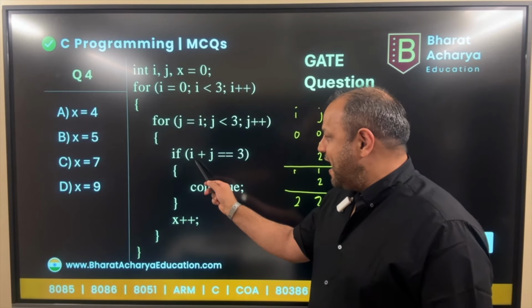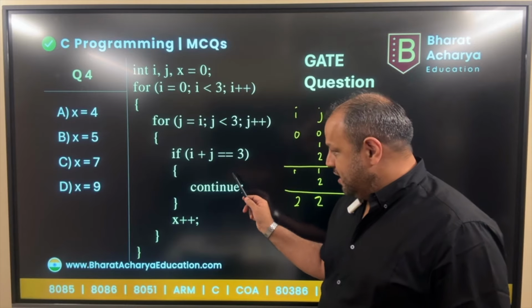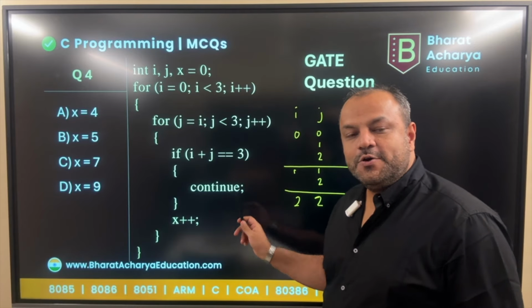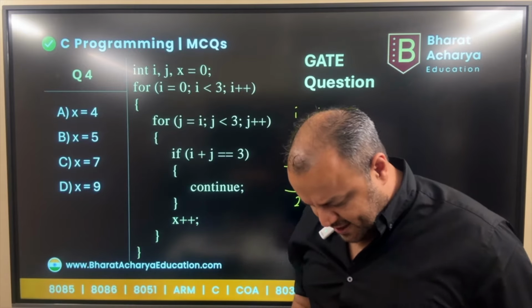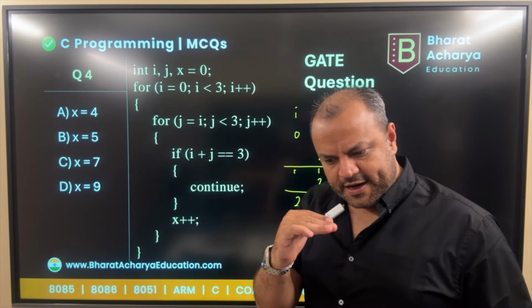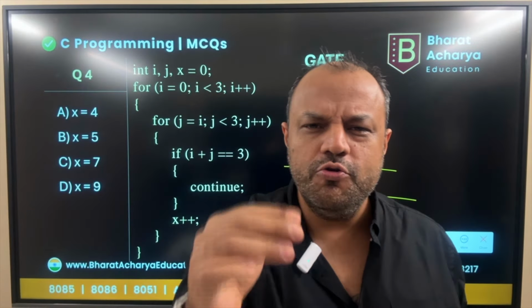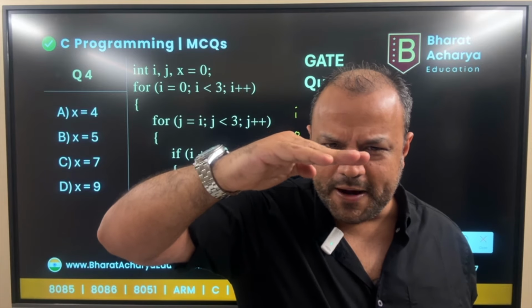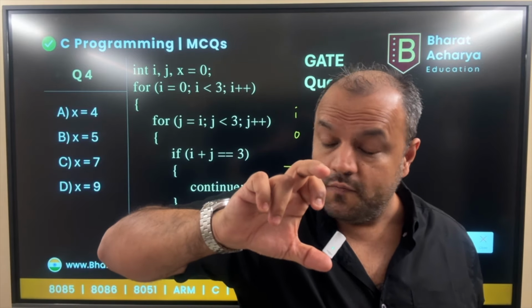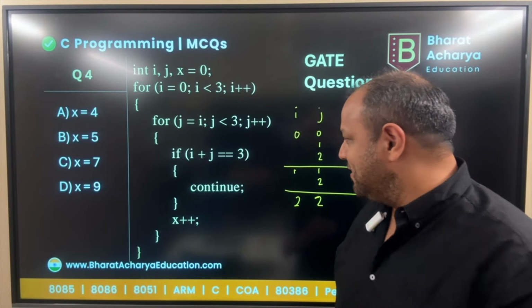Now, if I plus J is 3, continue will come into picture. What does continue do? Continue skips everything below it for the current iteration and directly goes to the next iteration. Tell me, did you understand? In any loop, if you write continue, the part below it in that loop will not be executed. The program will directly go to the next iteration. Is that clear?